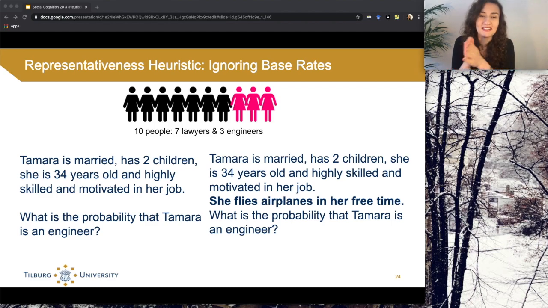But in the case where there's additional information about her, which is that she flies airplanes in her free time, actually what we see is that many people will ignore the base rate and they will not say, well, there's a 30% probability that Tamara is an engineer. But people will overestimate that probability because someone who flies an airplane in their free time fits better in the category of being an engineer. So it's more sort of stereotypical or prototypical or representative of the category of engineers.